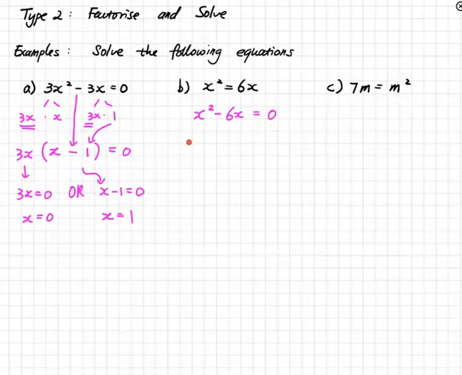Now we're going to ask ourselves, can I factorize it? The answer is yes, because you have x times x for x squared. You have negative 6 times by x for the second one. So we have the common factor of x. Now we're going to take the common factor out, put the brackets on.